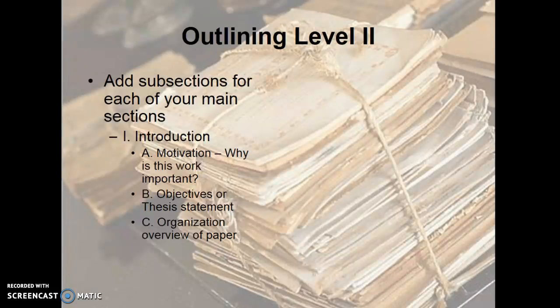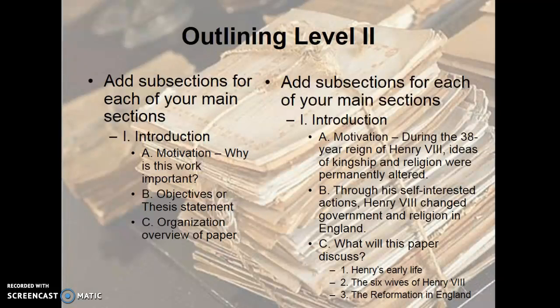So A, the motivation. Why is this work important? B, the objectives or thesis statement, and C, an organizational overview of the paper. So, for example, we might say introduction. What's our motivation? Well, during the 38-year reign of Henry VIII, ideas of kingship and religion were permanently altered. Well, that seems like an important thing. Maybe a good reason to write a biography of Henry VIII. Subsection B.